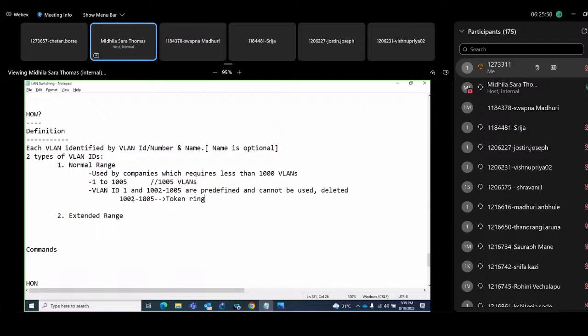Okay. So a VLAN is identified by ID and name. Name is optional. ID can be either normal range or extended range. And if a company requires less than 1000 VLANs, it can go for the normal range. It ranges from 1 to 1005. 1002 to 1005 is used for some old technology and is still reserved, so people don't use it.